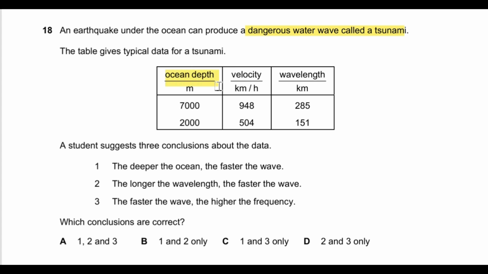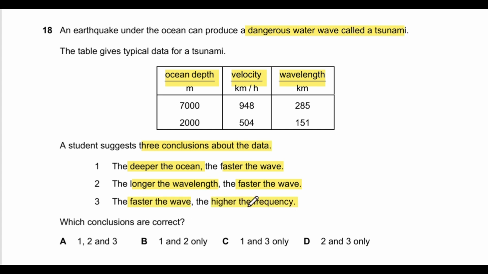This table shows the data for a tsunami. We have ocean depth, velocity, and wavelength. A student suggests three conclusions about the data. The deeper the ocean, the faster the wave. The longer the wavelength, the faster the wave. The faster the wave, the higher the frequency.